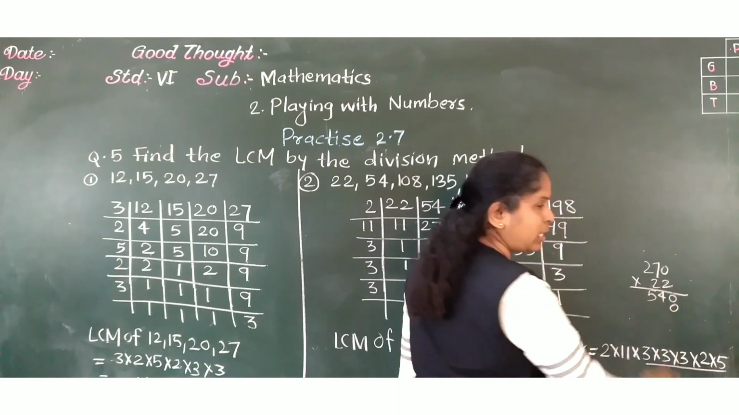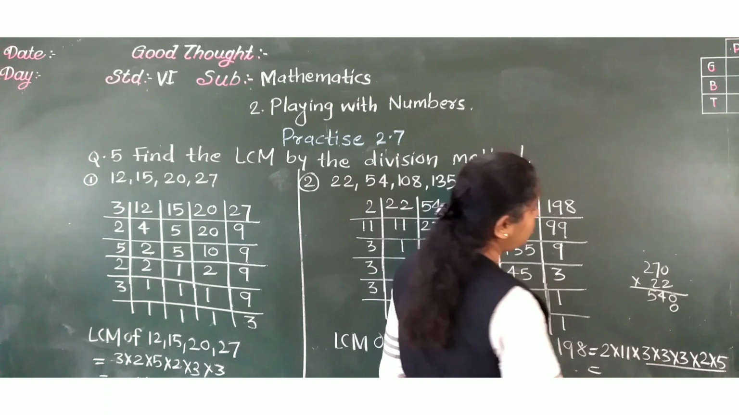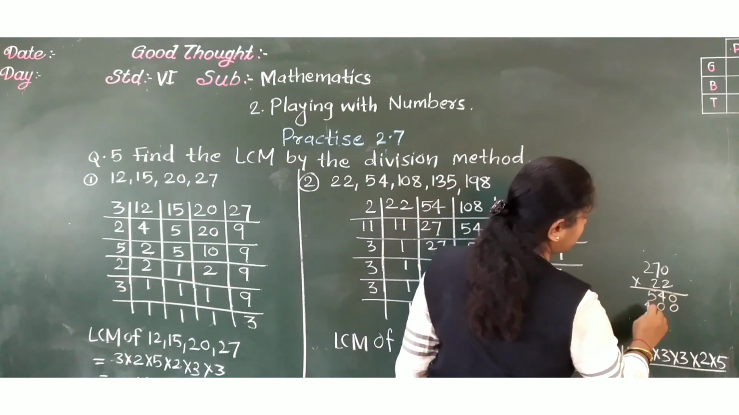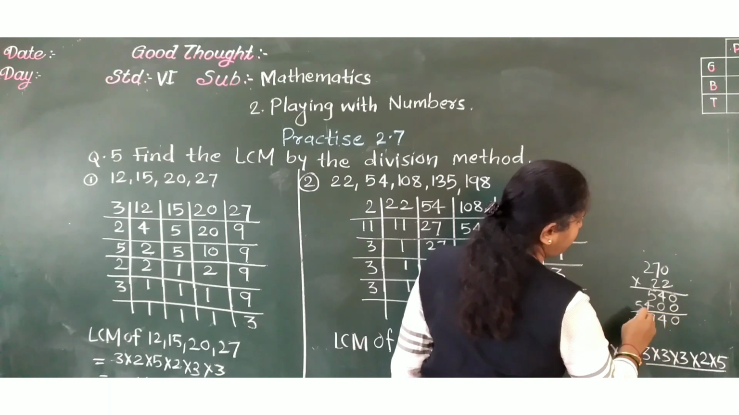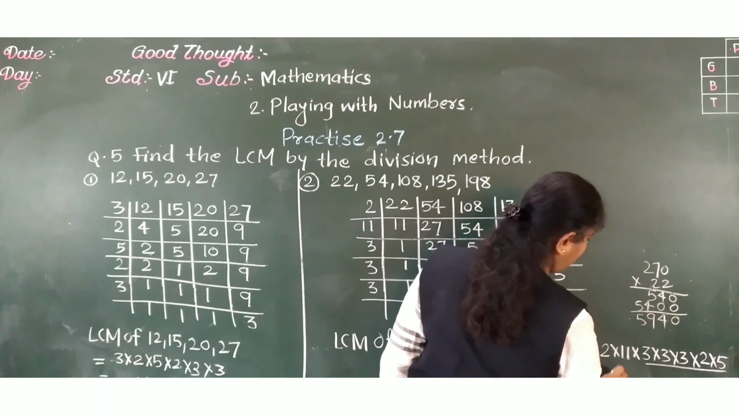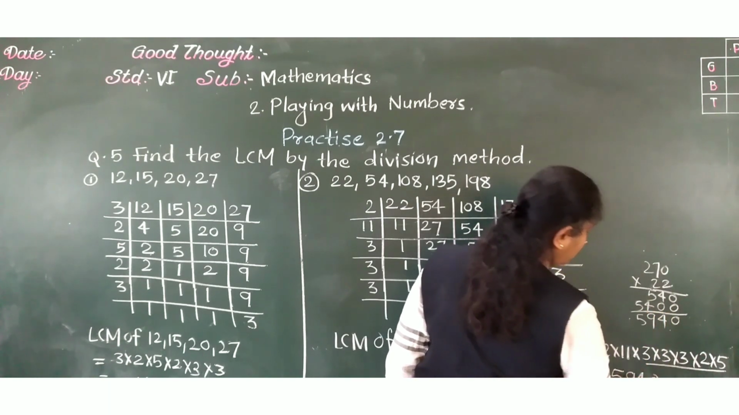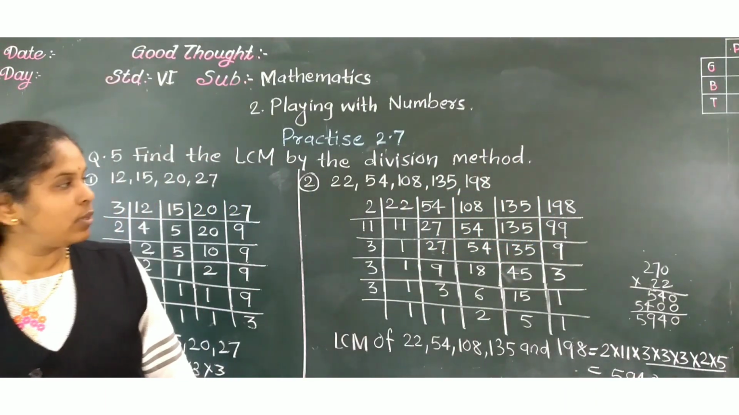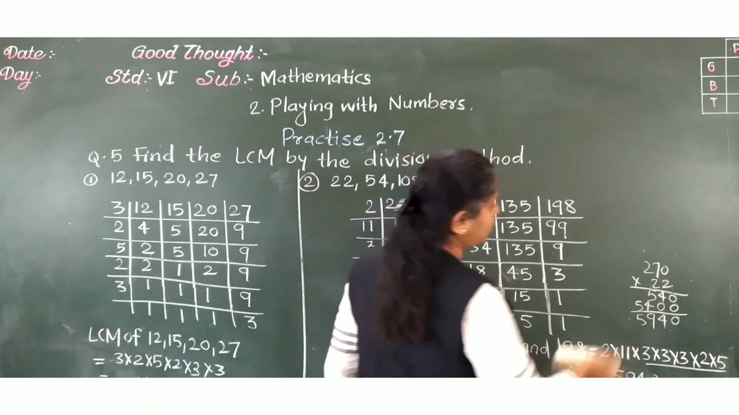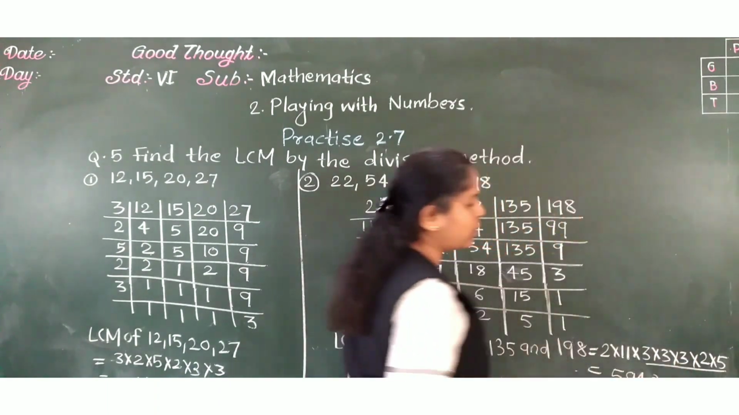Again, give it multiplying by 2 only. So same numbers we will give. No need to multiply. 5 plus 4 is 9. So the answer is 5940, 5940. This is the LCM of the given 5 numbers.